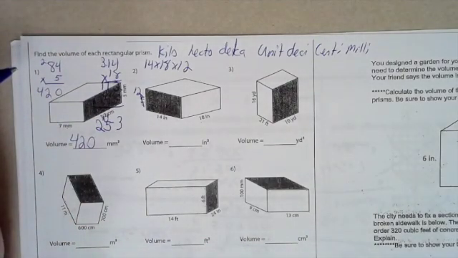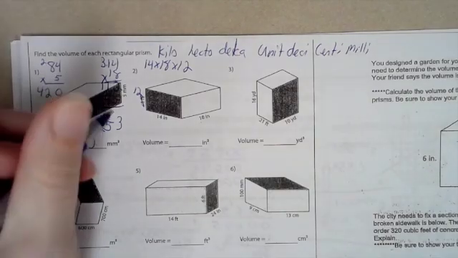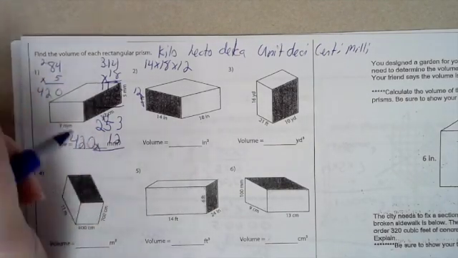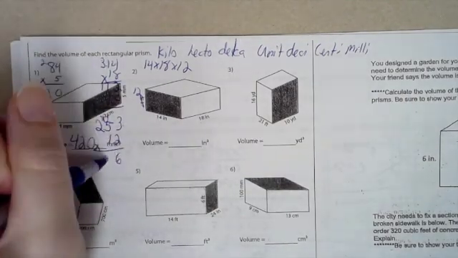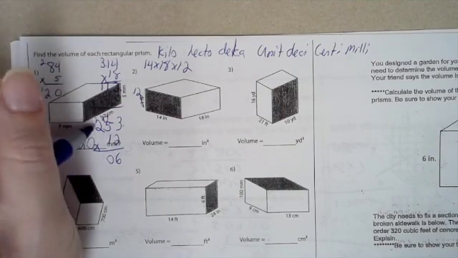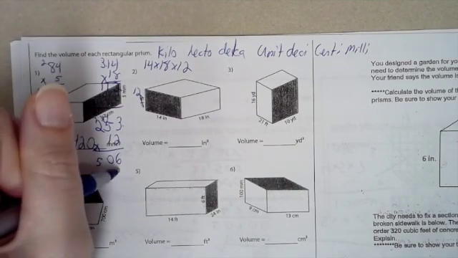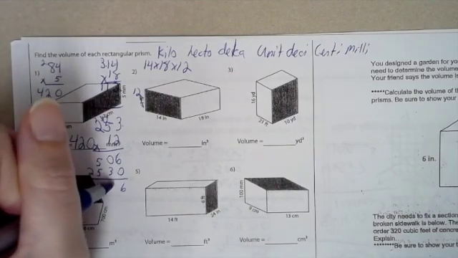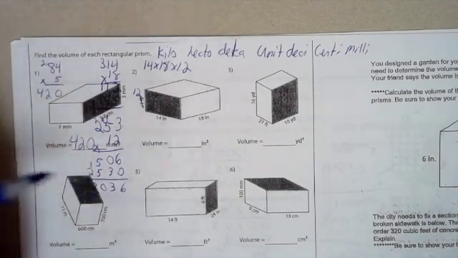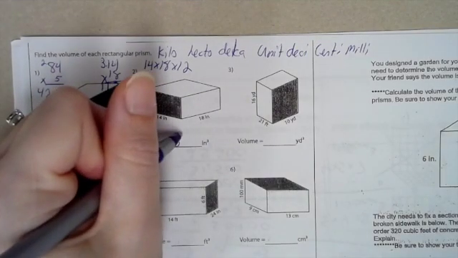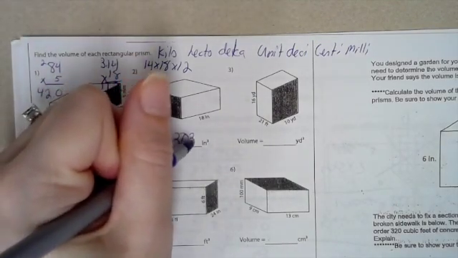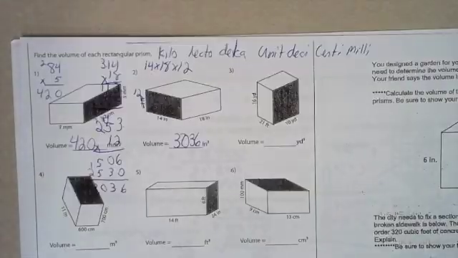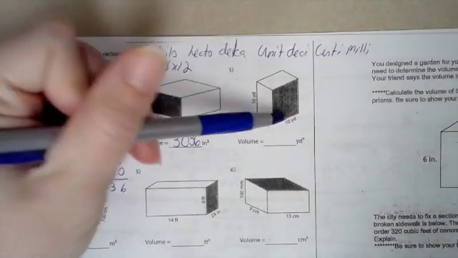And then we're going to multiply 253 times 12. 2 times 3 is 6. 2 times 5 is 10. 2 times 2 is 4, plus 1 more is 5. Put down a 0. 3, 5, 2. 6, 3, 10, 3. 3,036. 3,036 cubic inches.